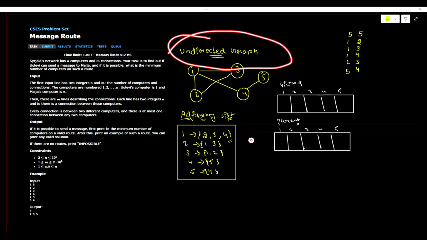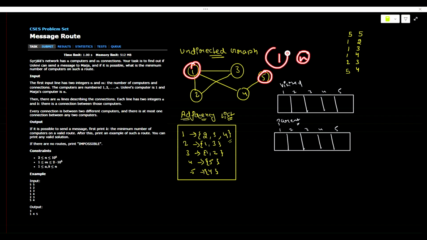And what we have to tell is whether there is a route between 1 and 5, that is between 1 and n. So you can see that there is a route, that is 1, 4, and 5, and this is the route which has the minimum number of computers, right? And we have to print 1, 4, 5, right?